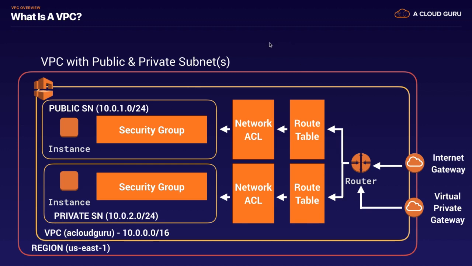It's a collection of internet gateways, route tables, network ACLs, security groups, EC2 instances, and then of course your public subnets and your private subnets. Now you will note here this IP address is 10.0.1.0 and this one here is 10.0.2.0. So they are completely different subnets.